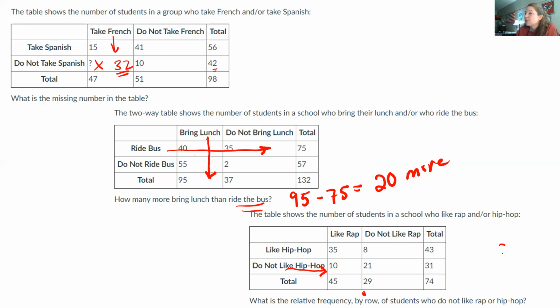Well, that would be 31 students who do not like hip hop. And they also want to know who do not like rap. So of these 31, 21 do not like either, correct? So we can leave it in that form. Or we could divide 21 by 31 and we could get about 0.68. It would round up to about 68, or we could turn it to a percentage and say about 68% of the students who don't like hip hop also don't like rap.